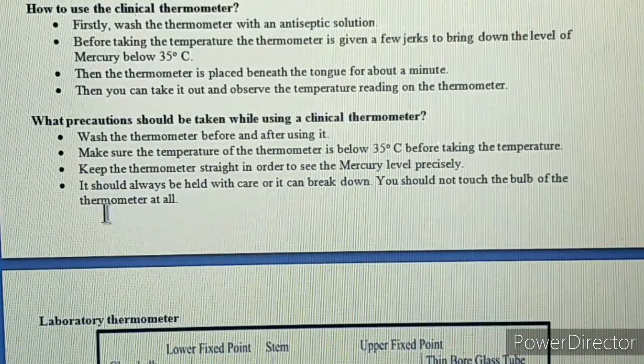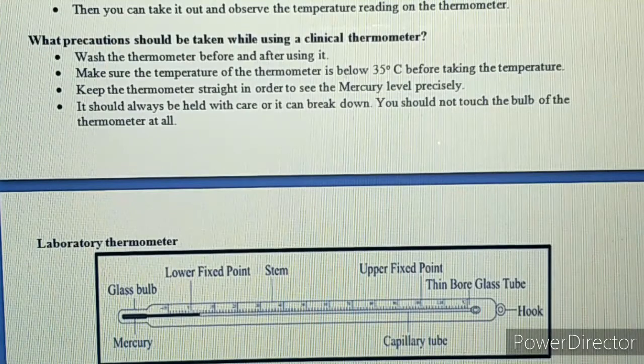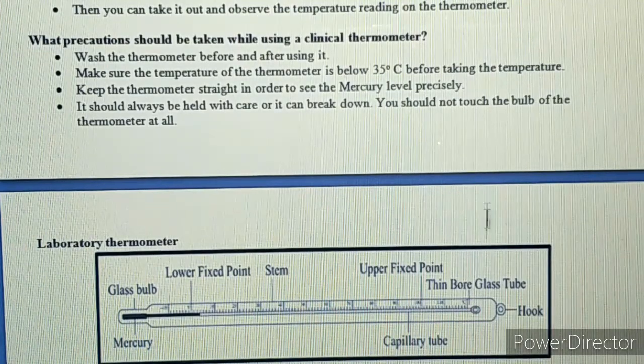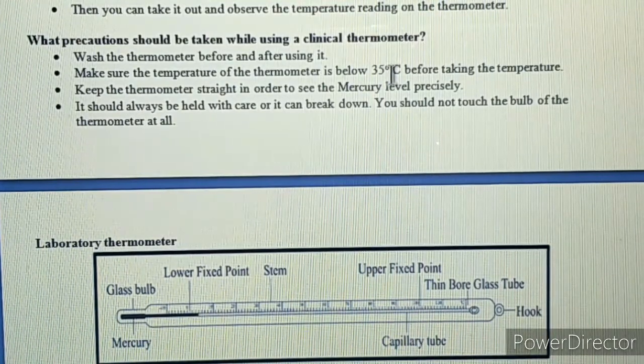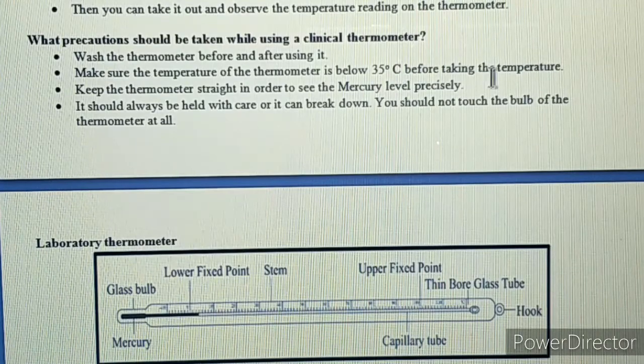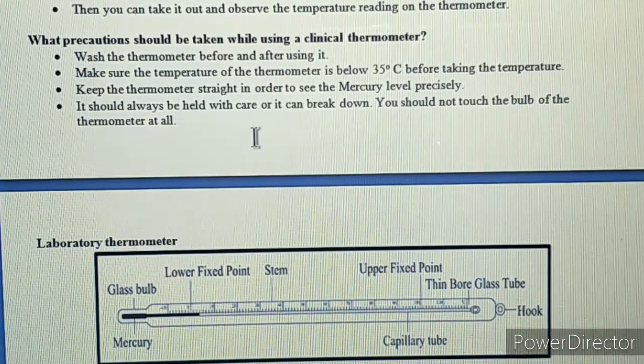Now, there are some precautions which should be taken while using a clinical thermometer, and what are these precautions? Wash the thermometer before and after using it, with an antiseptic solution, because it is a very important part. Now, make sure the temperature of the thermometer is below 35 degrees Celsius before taking the temperature to get the accurate temperature of the patient.